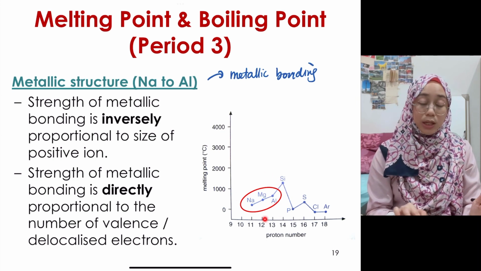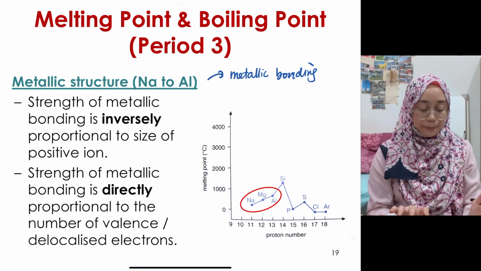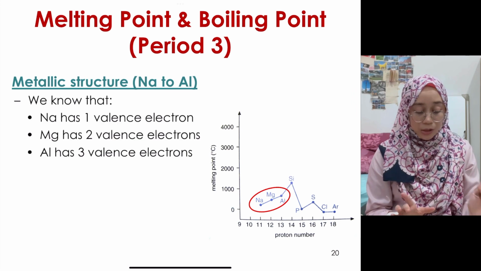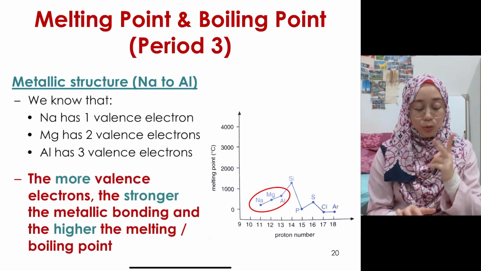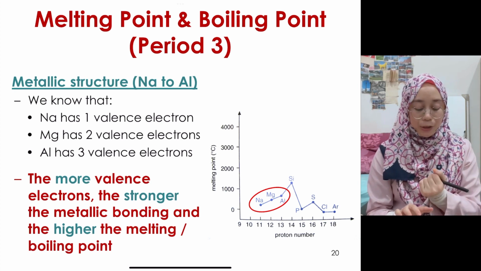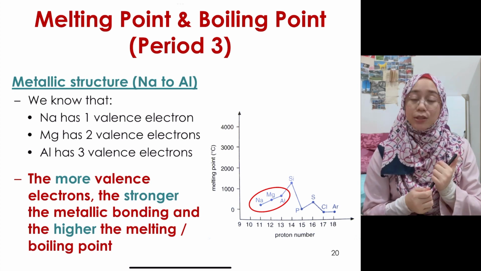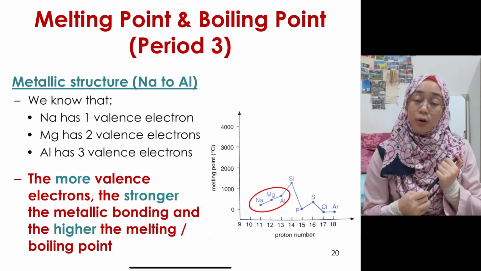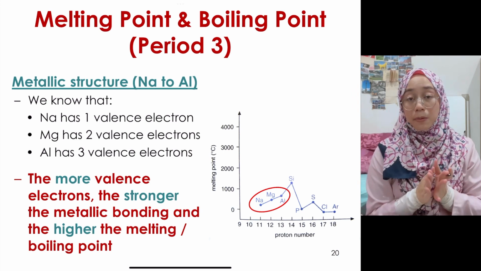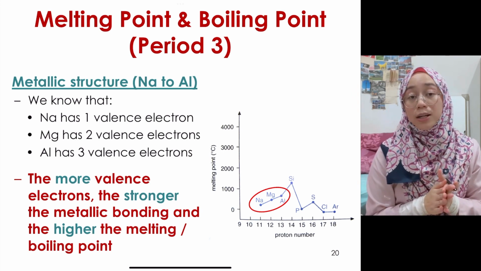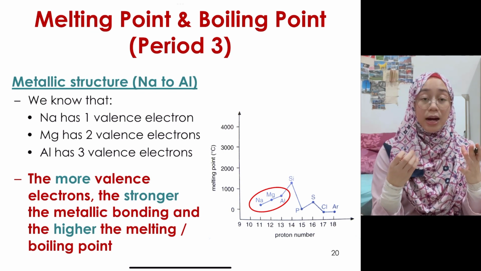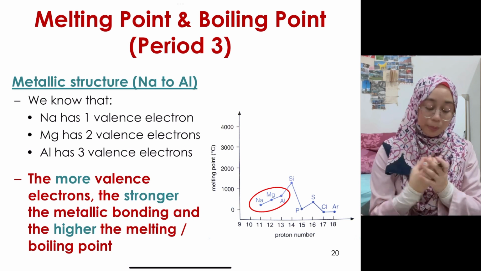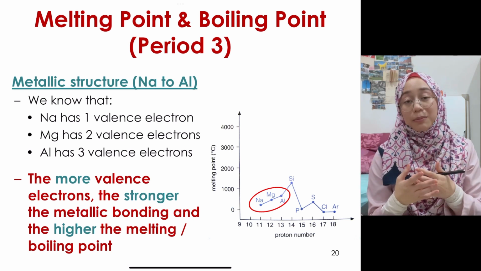Okay, mana-mana point antara dua ni kamu nak guna boleh je untuk explain pasal the boiling ataupun melting point untuk 3 species dekat sini. Okay, so we know that sodium, kalau guna valence electron, sodium has 1 valence electron, magnesium 2, aluminium 3. So the more valence electron, the stronger the metallic bonding, so the higher the melting or boiling point. Yang ni guna pasal valence electron lah. Tapi kalau nak guna size pun boleh juga. The smaller the size of the ion, so the stronger the metallic bond, the higher the melting or boiling point.